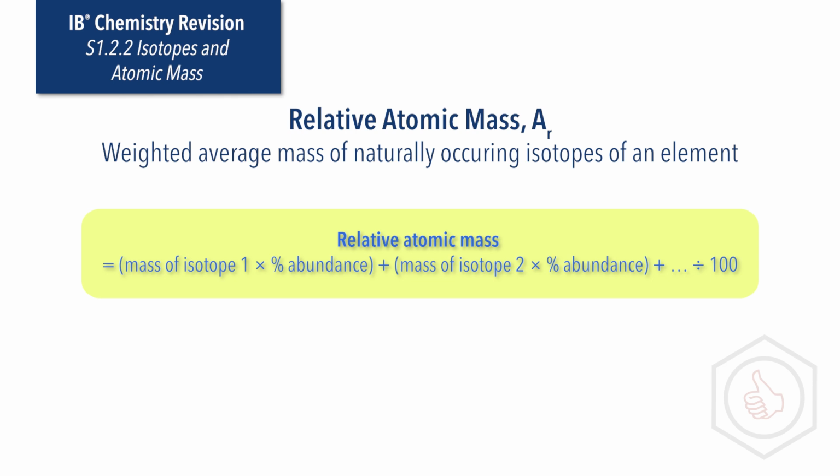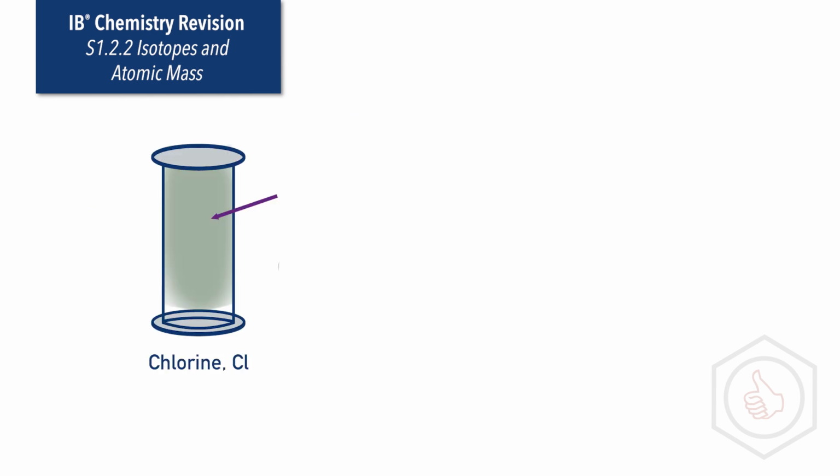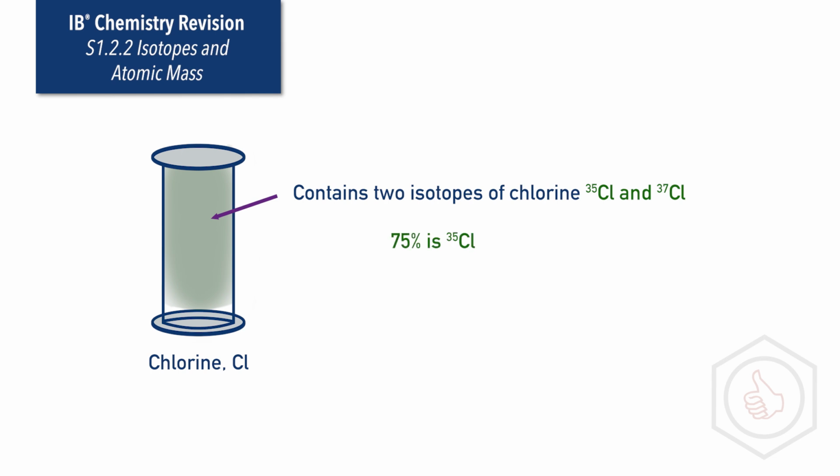by 100. For example, chlorine has two main isotopes, chlorine-35 and chlorine-37. The percentage abundance of the 35 isotope is 75%, and the percentage abundance for the 37 isotope is 25%, meaning 75% of chlorine atoms in a sample are chlorine-35 and 25% of chlorine atoms in a sample are chlorine-37.